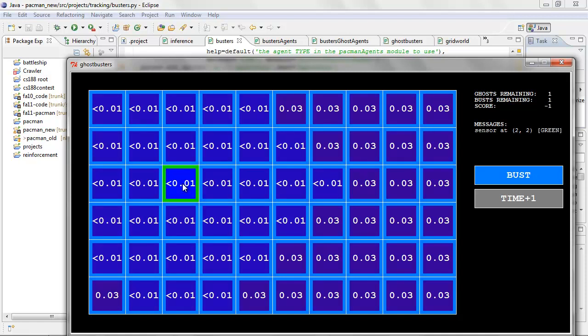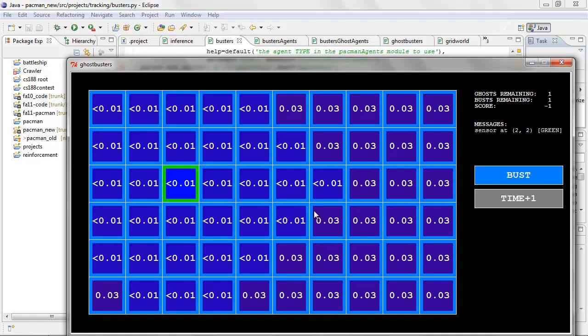We see that all these numbers changed. What's going on underneath is that, given that we have measured green in that particular location, our probability distribution has changed over where the ghost might be. And the numbers are reflecting this. We haven't covered how we compute these numbers, but that's what we're after, understanding how to compute those numbers and then use that in many more settings than just chasing ghosts.